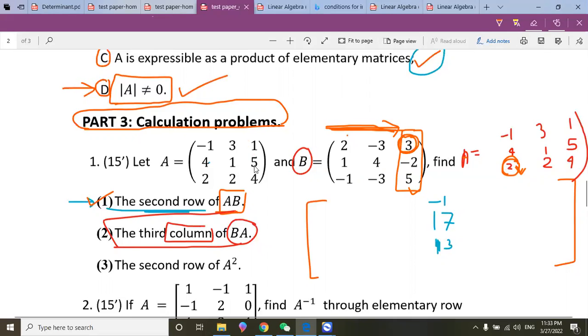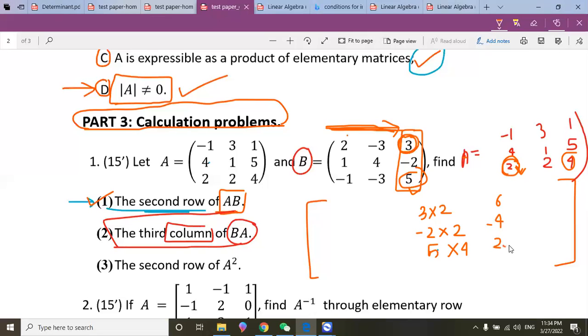Third column of BA. It should be 3 multiply 2, and then minus 2 multiply 2, and then 5 multiply 4. It should be 6 minus 4 and 20.